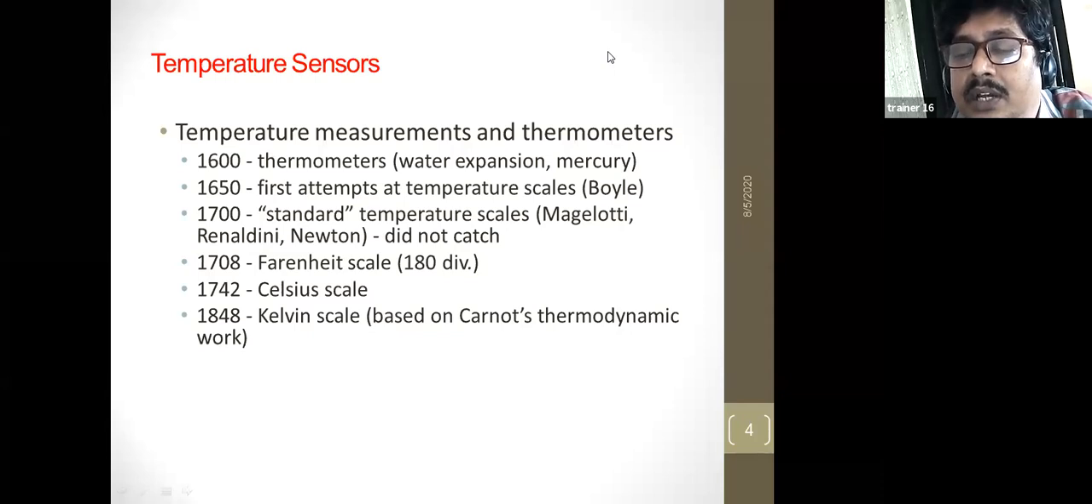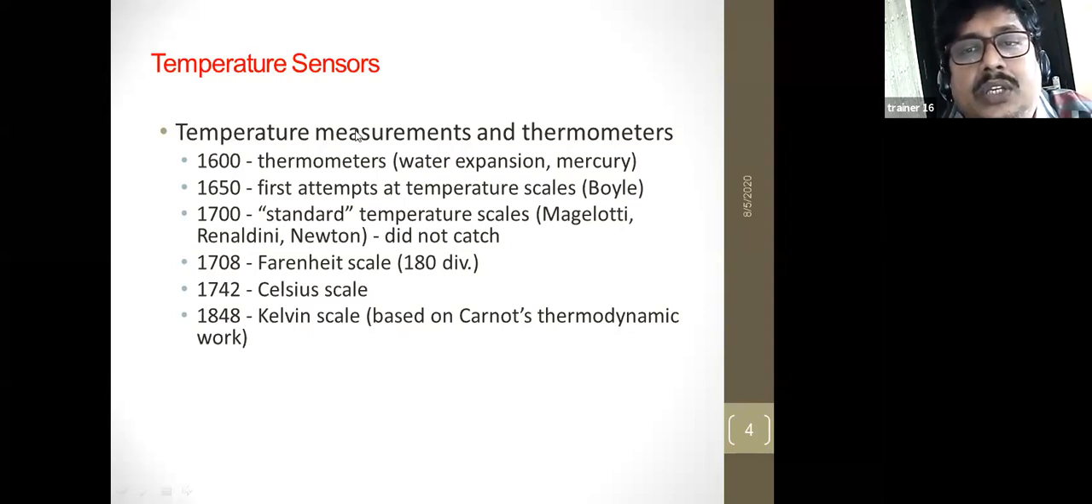When it touches the heat source, automatically the mercury level rises, and the scale indicates that mercury level. In that scale, we can get the temperature parameter, maybe 80 degrees centigrade or 70, like that. So now I will give a brief history of temperature measurement.